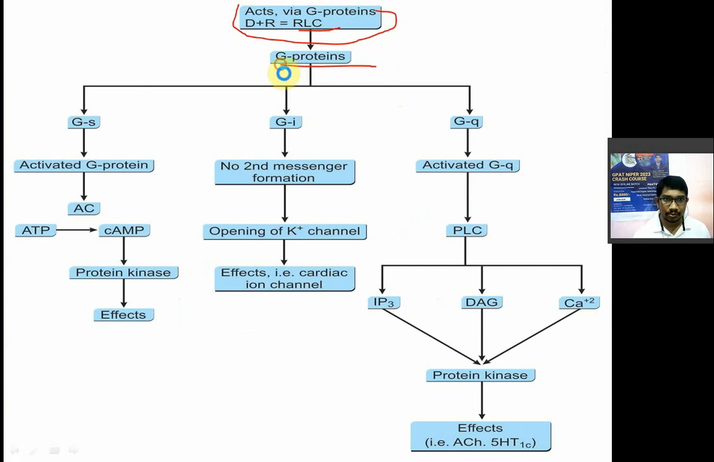Now, G proteins, there are three types. First one is GS, G stimulatory. Second one is GI, G inhibitory, and third one is GQ. Again, it is stimulatory.